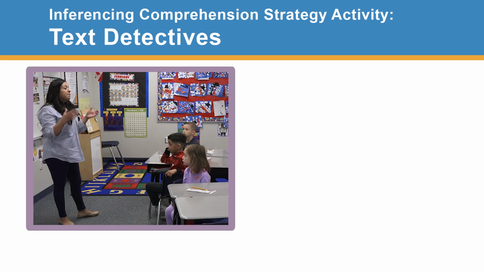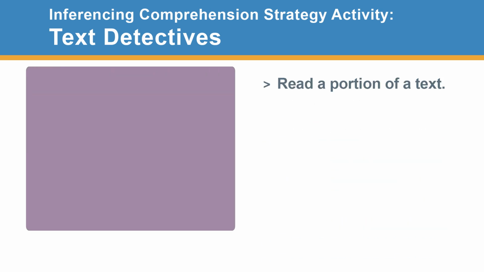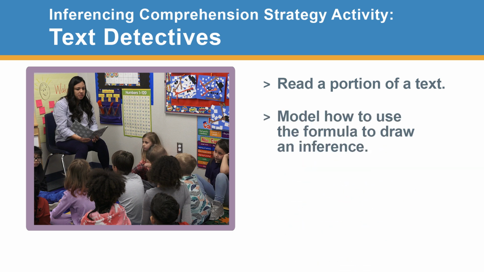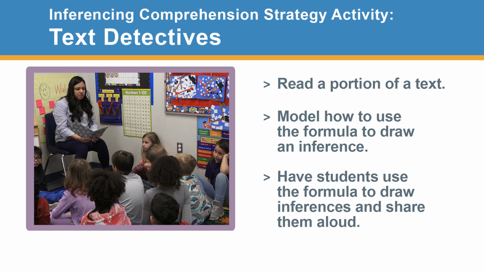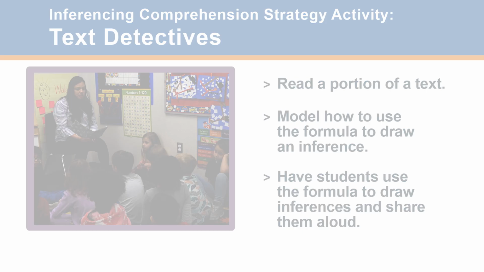Then, use a book from your classroom library, read a portion of the text aloud, and model how you'd use the formula to draw an inference based on what you read in the text. Explain how the clues helped you to figure out something from the text that wasn't explicitly there. Continue to read and have students draw inferences and share aloud using the same formula.